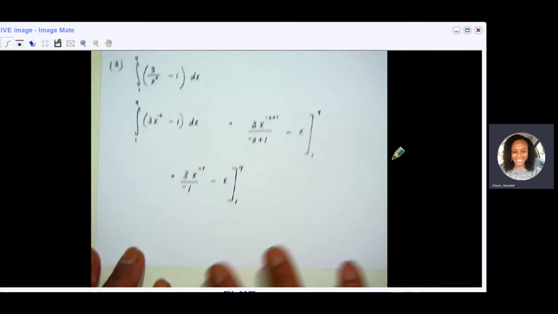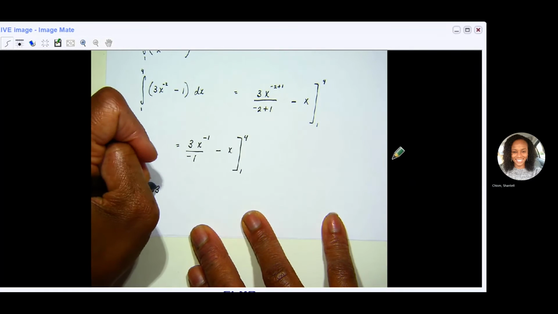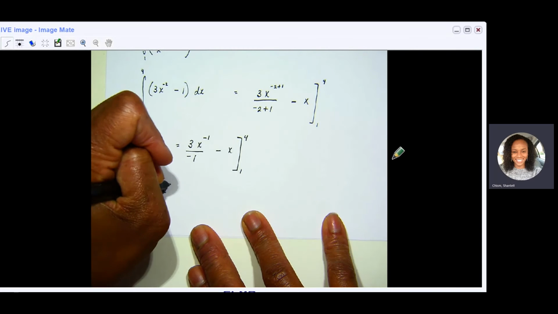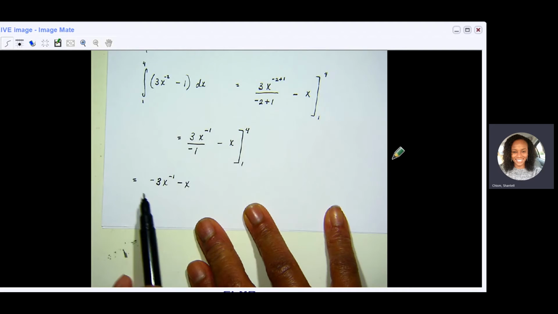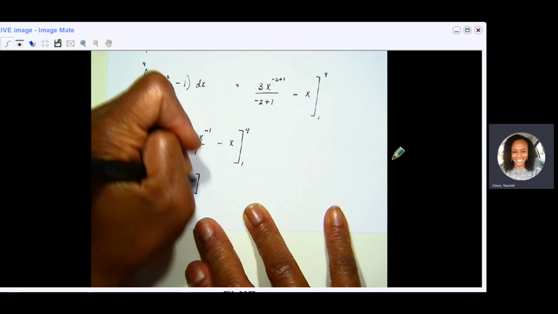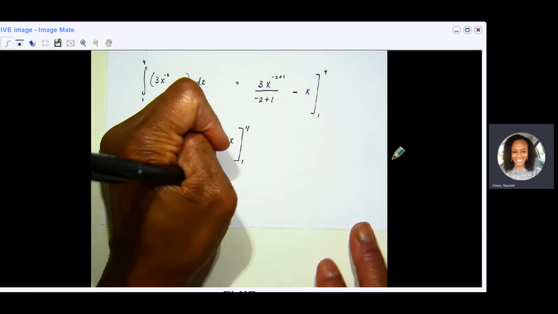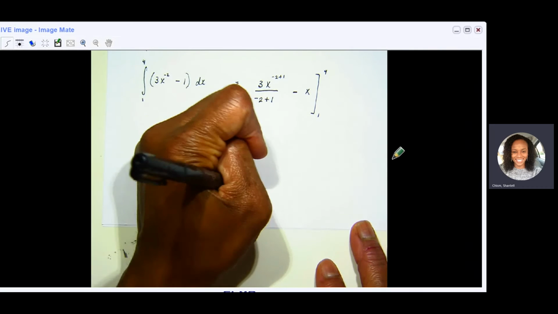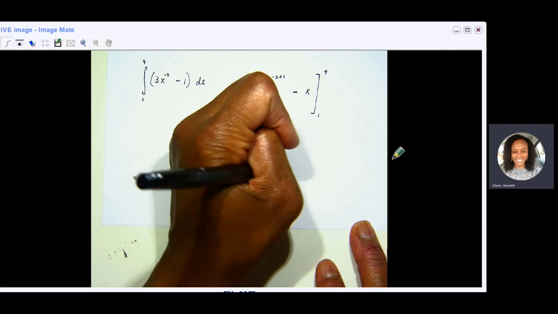1 to 4. So this is a -3 x to the -1 minus x. But that divided by -1, just bring it out front. And technically, that x should go to the bottom as well to make it positive. Let's go ahead and do that. -3 over x minus x from 1 to 4.